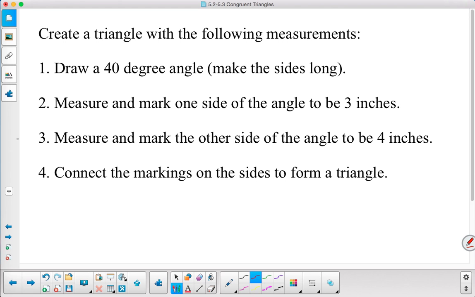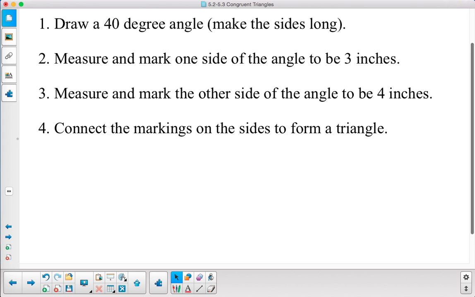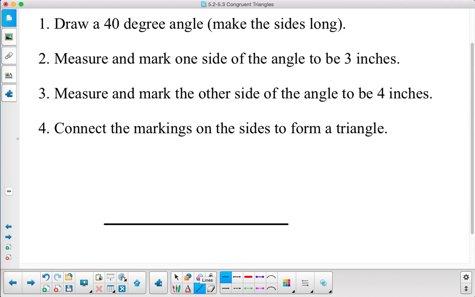Okay, this is another investigation. Let's see if you can make some triangles. Okay, it says draw a 40-degree angle, and it says make the sides long. I'm going to scroll this up so that I have some room to draw it for you as you are creating it. To make a 40-degree angle, just start with a side, a segment. Grab your protractor, measure from one end, set your protractor there and measure around to wherever 40 degrees is. Make a mark there, then connect and draw through there. Hopefully that's about 40 degrees.